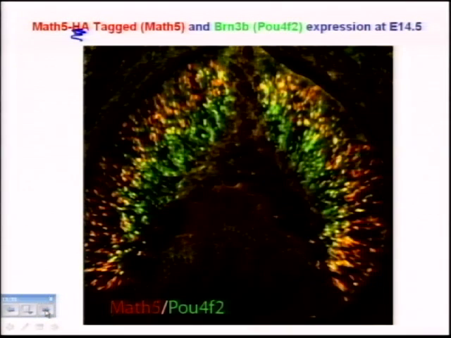Can someone turn the lights down? Lights? Yeah. So you can see it a little better.